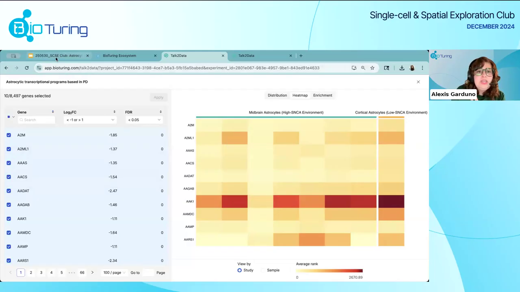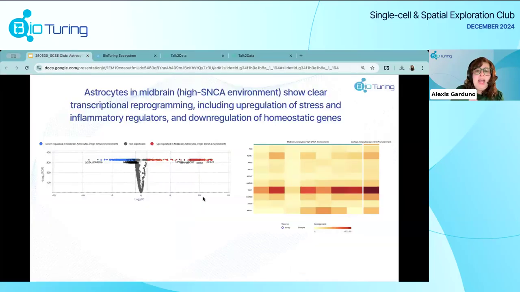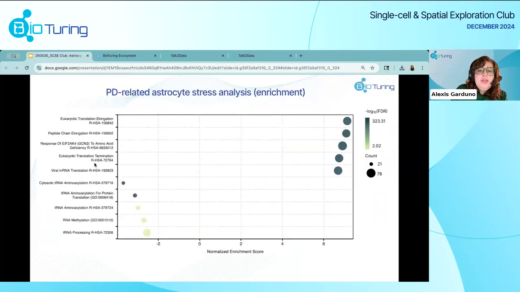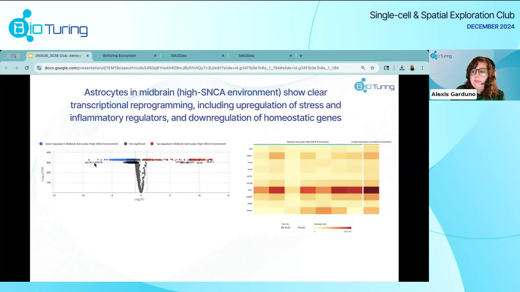So if there's an interest in really looking at all the genes, what we can see is that astrocytes in the midbrain, so the high SNCA environment, show a clear transcriptional reprogramming, including upregulation of stress or inflammatory regulators. We can see that by looking at the volcano plot as well. And there's a downregulation of homeostatic genes as well. So the next step is looking at what pathways are actually enriched within these different groups that show this transcriptional reprogramming, and whether we can connect that to functional pathways that relate to these differences.